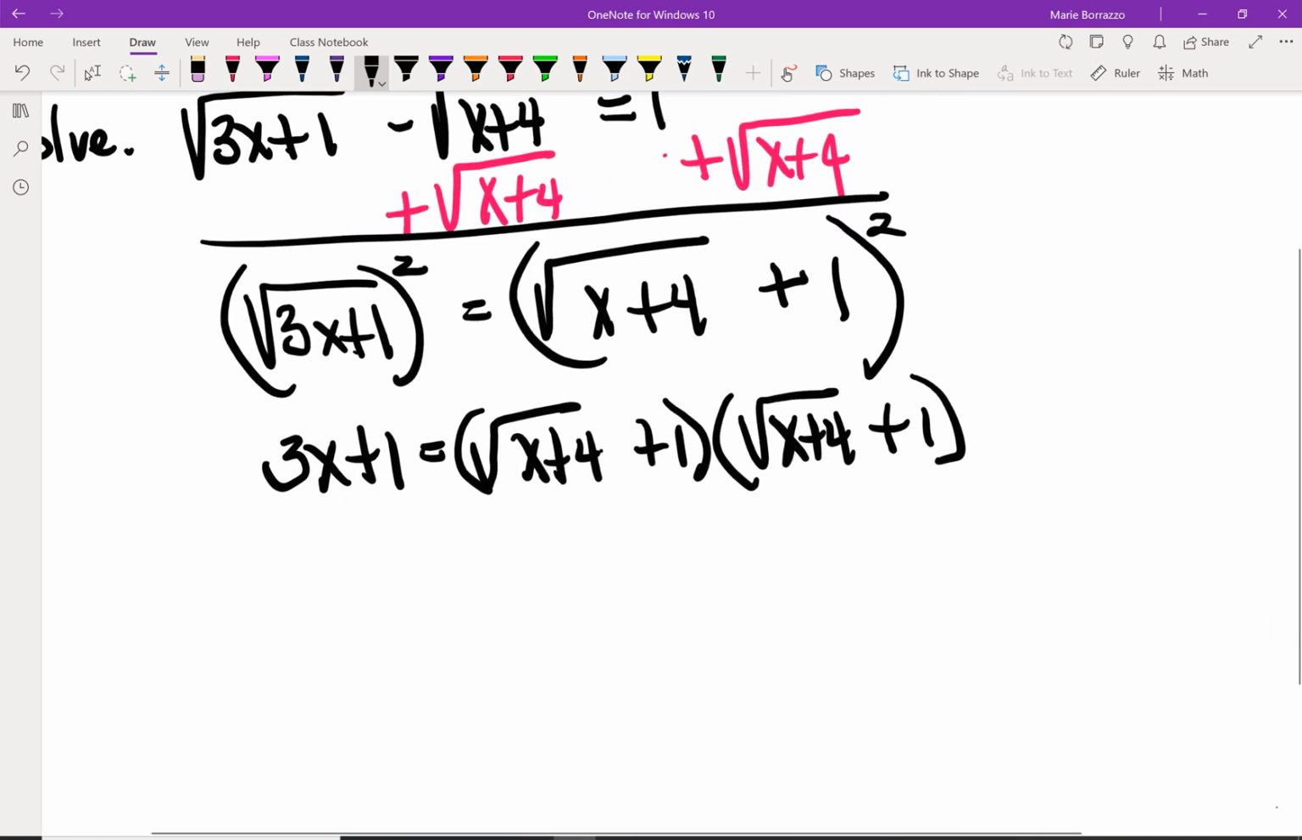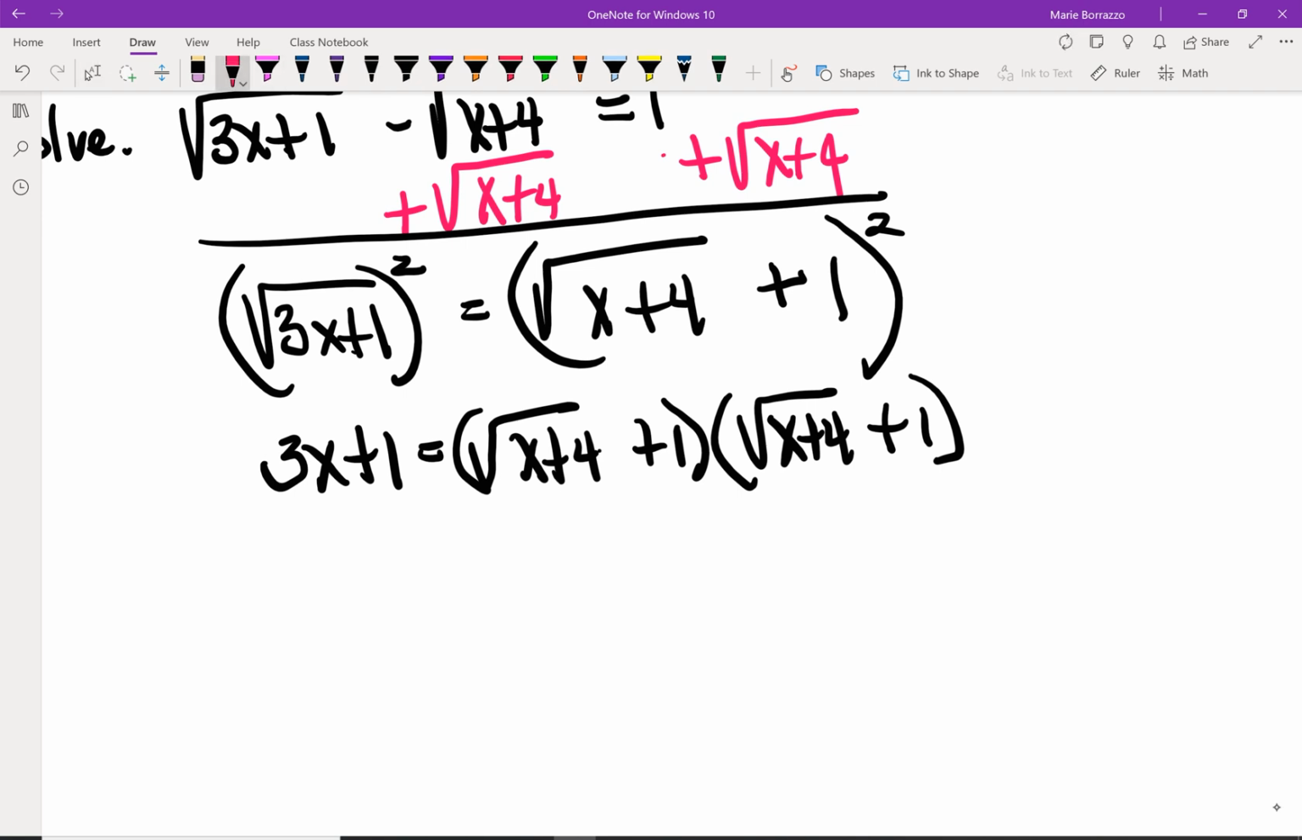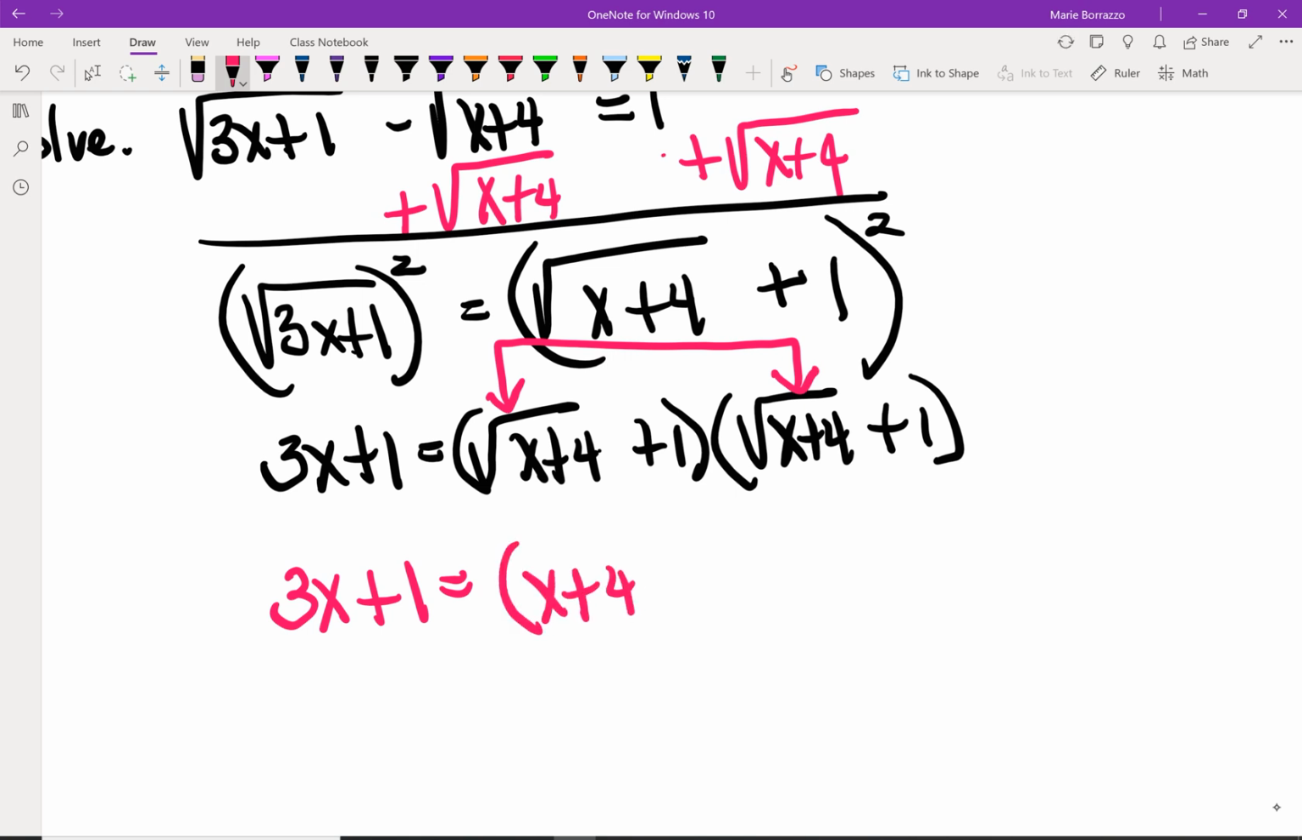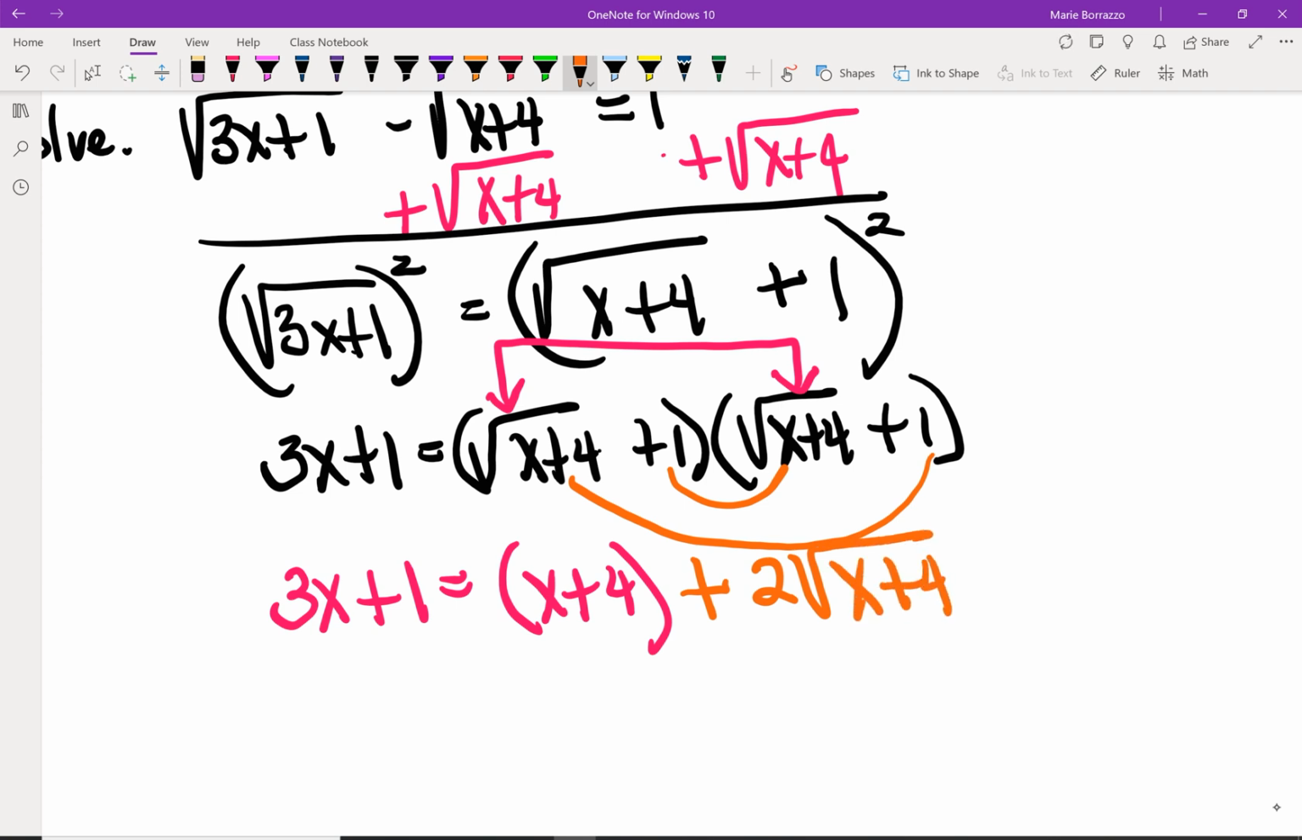Okay, so I'm going to show you step by step so you see the connection here. So the first terms, obviously, we are left with 3x plus 1 on the left-hand side, and these 2 first terms multiplied against each other leave us with just simply x plus 4. The inner outer terms, this is 1 times the square root of x plus 4 plus 1 times the square root of x plus 4, so we have plus 2 radical x plus 4. And the last terms, 1 times 1, we obviously are left with plus 1.